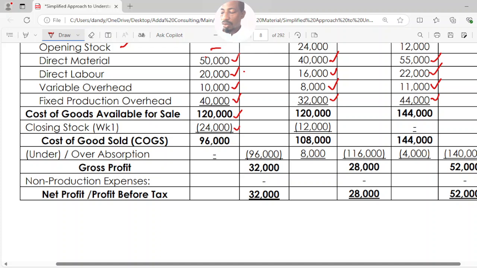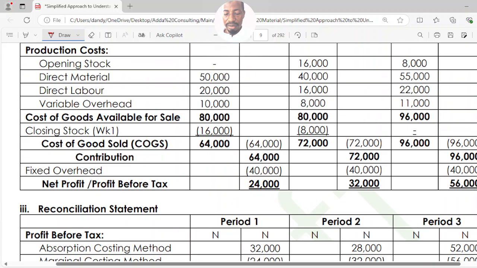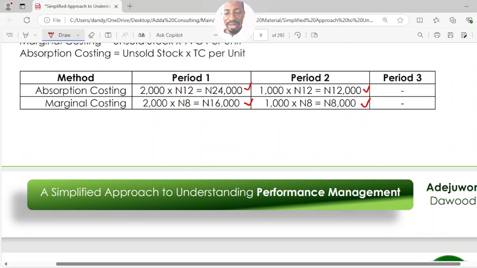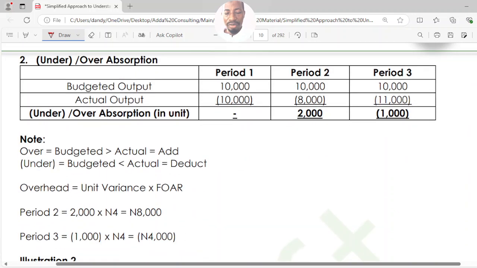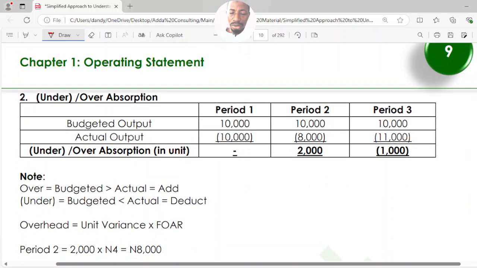I will then go back to the question. I need to go and calculate. Remember, we are using absorption costing method, so let's go and calculate under or over absorption before you consider non-production cost. To do this, you are supposed to compare the budgeted output with the actual output first. So that will take us to working number 2, where I want to determine under or over absorption. In the first period, what is the budgeted output?